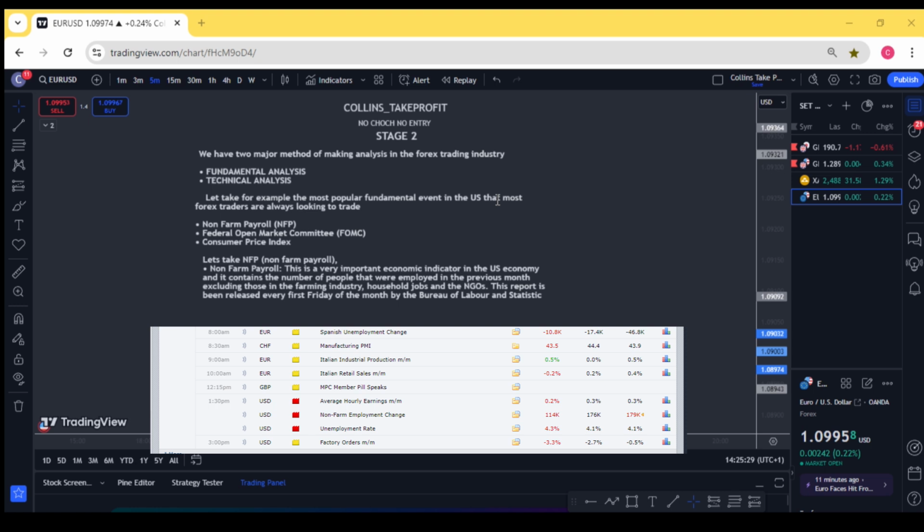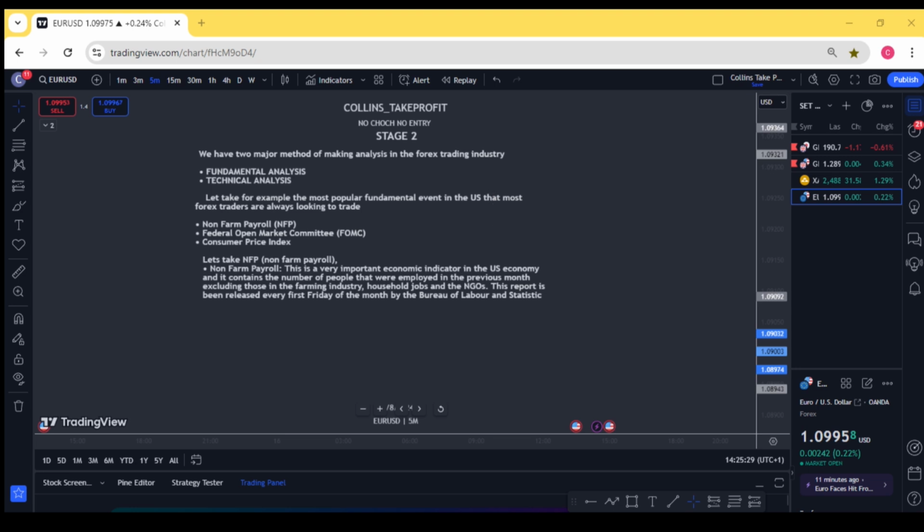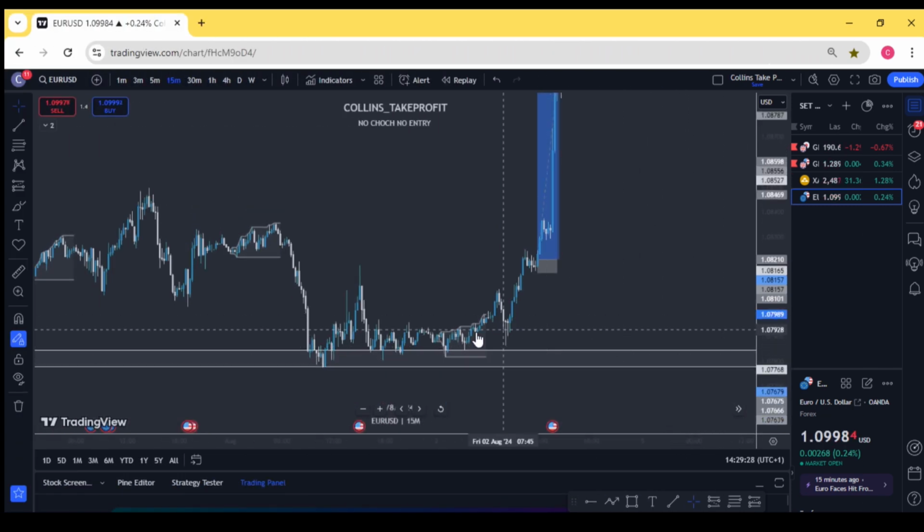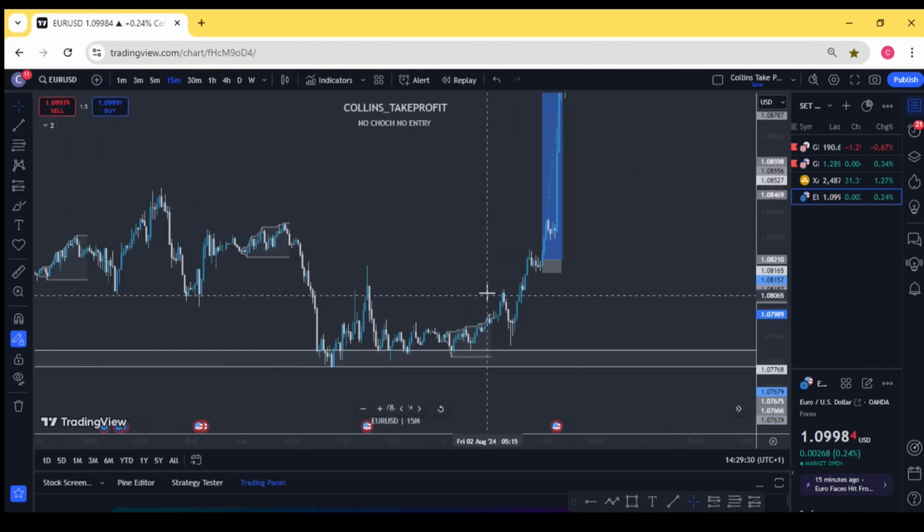So now how do we trade based on this data? Let's go back to our charts, guys. Let me show you the last two Fridays on the charts. All right, guys, you can see this was last Friday, that's the last NFP, right? And this was the 2nd of August, the Friday NFP came out.